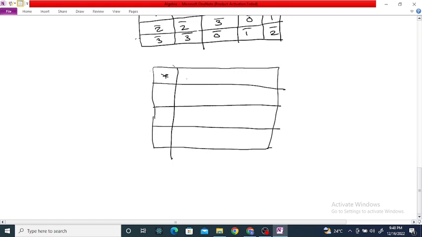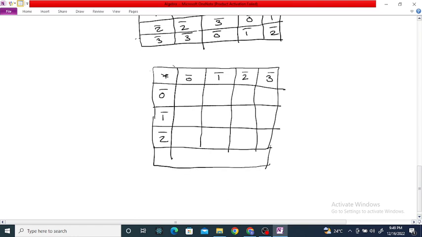Similarly, for the multiplication table, say for multiplication, 0 bar, 1 bar, 2 bar and 3 bar, it is equal to 0 bar, 1 bar, 2 bar and 3 bar. 0 bar into 0 bar is 0 bar, 0 bar, here 0 bar, 0 bar, again 1 bar into 0 bar is 0 bar, 1 bar, 2 bar, 3 bar, here 0 bar.